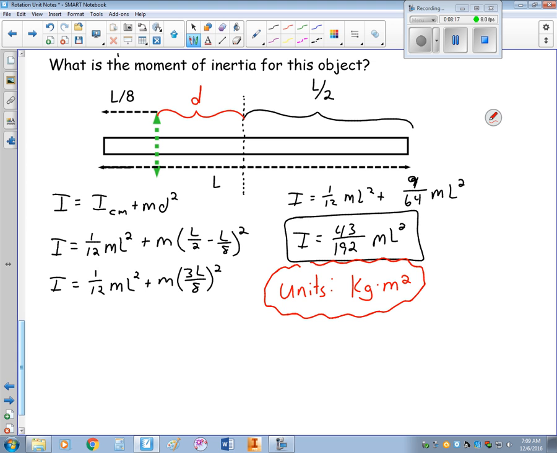On the AP exam, you will not be asked to use the parallel axis theorem. In fact, they probably won't even bother having you use the geometry. They're just going to give it to you. So whenever you see some number followed by kilogram meter squared, that is I. That is your moment of inertia. So this is just one instance where I'm going a little above and beyond.